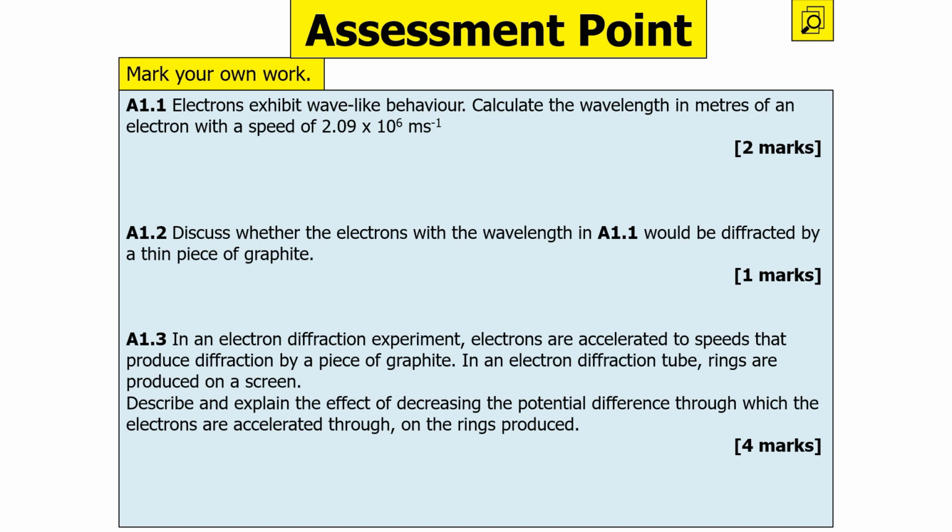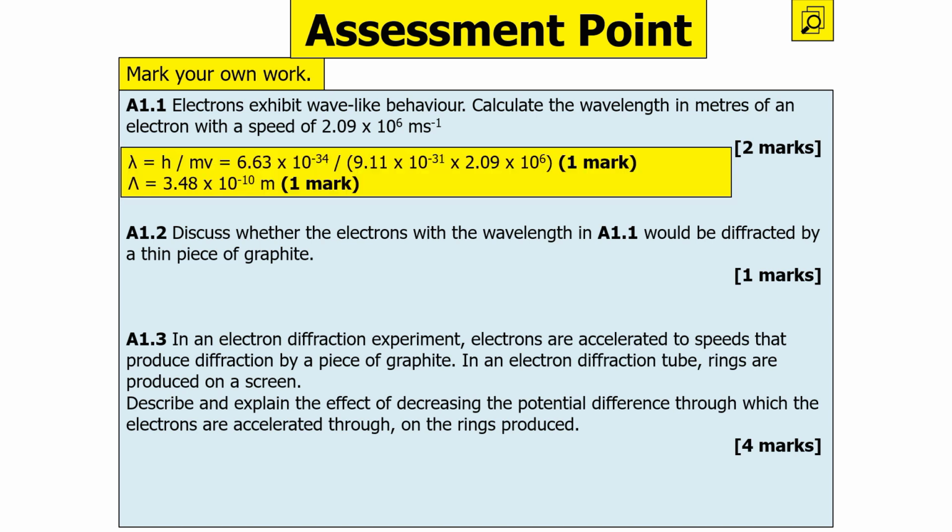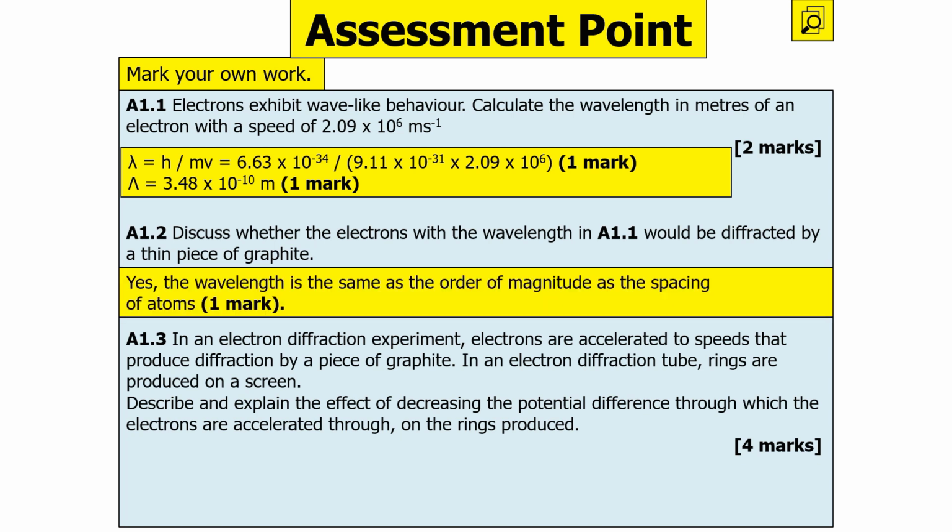Right, in this first one, we know that the de Broglie wavelength is h over mv. Pop in all the values and we get 3.48 times 10 to the minus 10 meters. Now, would that actually cause diffraction? Well, yes, it would, because that wavelength is approximately the same order as the spacing of atoms. You should know it's about 10 to the minus 10 meters, so therefore it would work.